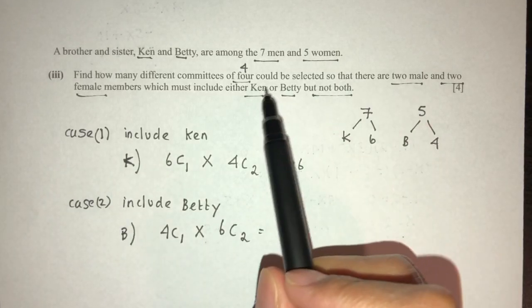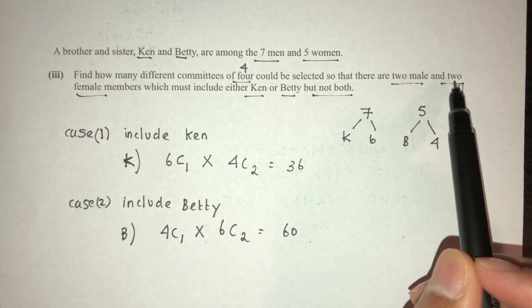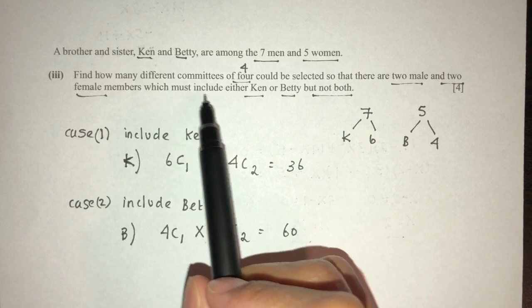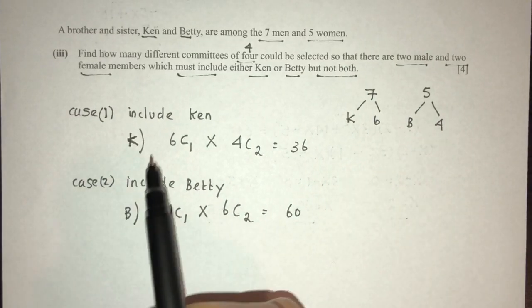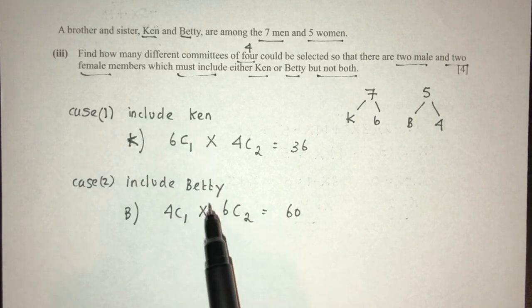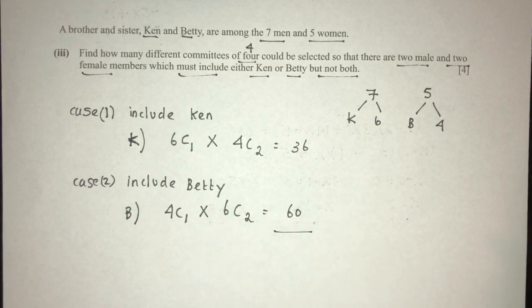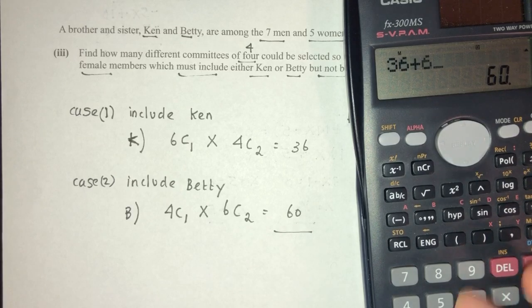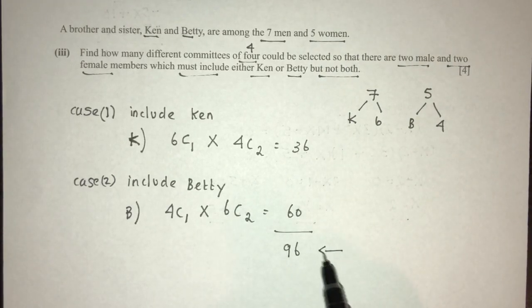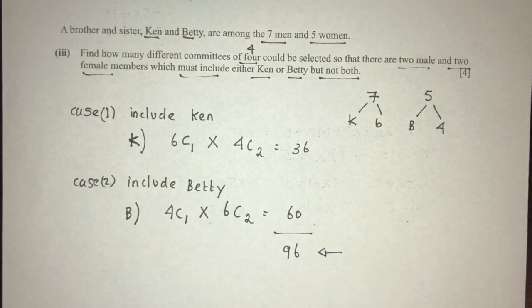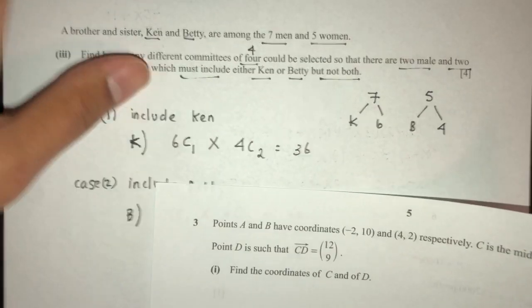So let's see. So we have 2 males and 2 females, which must include either but not both. Okay, so that is, in both of these cases we have either but not both, so that is our total number of ways. 36 plus 60, that will be 96. Okay, that will be your question number 2.